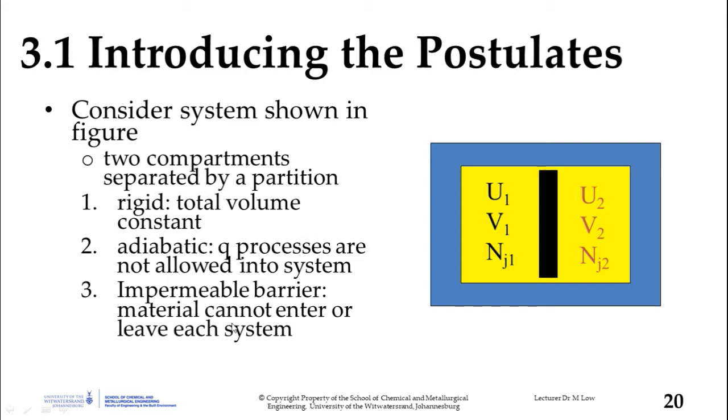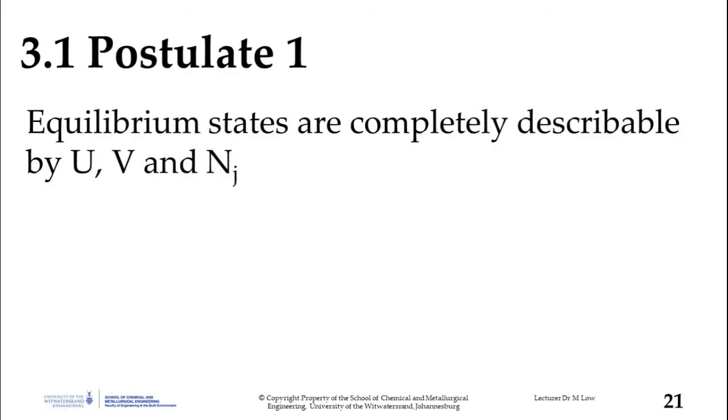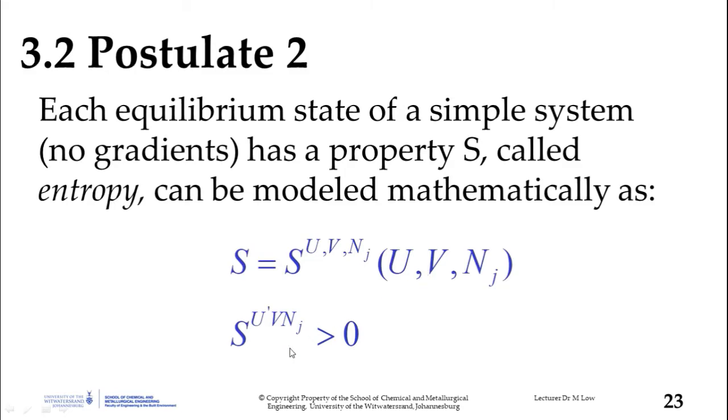But what I want you to take away from the 4 postulates, there are 4 postulates, is that your system can be described by U, V, and N. Okay. More than that, it can also be described by S, entropy. Because at each equilibrium state you can have internal energy, volume, and number of moles, but you can also have S. And then also that S is greater than 0. Your entropy change with respect to the U total entropy is greater than 0. Your entropy is also extensive, it's also additive, and it's maximum at equilibrium.